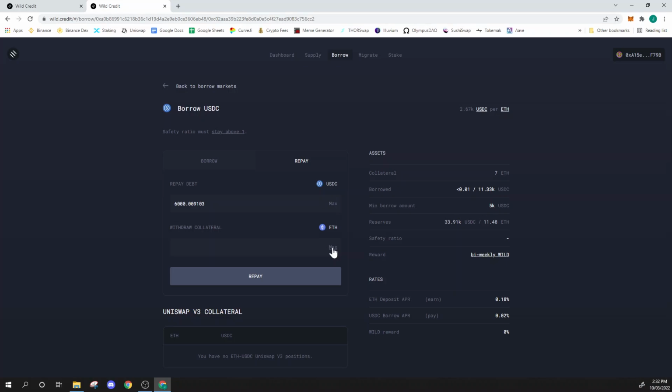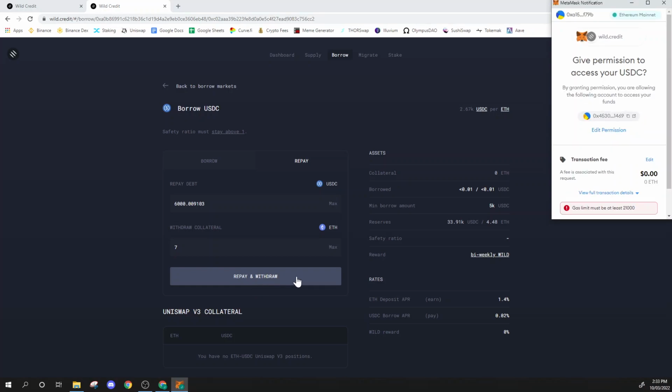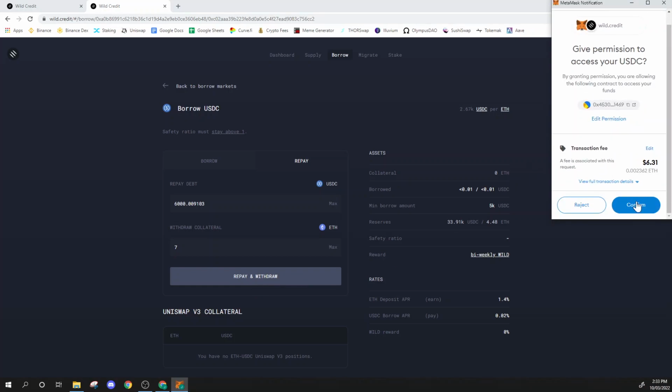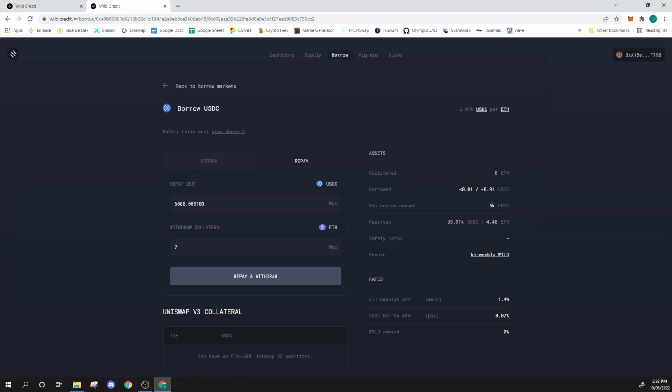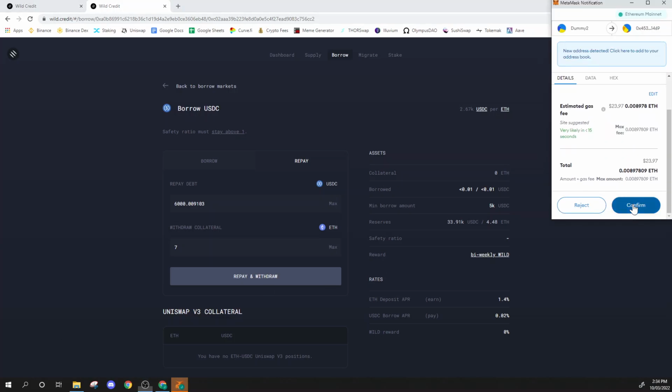Now you can leave your collateral in there, which will continue to earn the supply rate received when you simply lend out your assets through the platform. But if I want to now take that collateral and use it elsewhere within DeFi, I can do that in the one hit here. So repay and withdraw, we can go ahead and execute that. So I'll give permission to do so. Now let's execute that transaction.